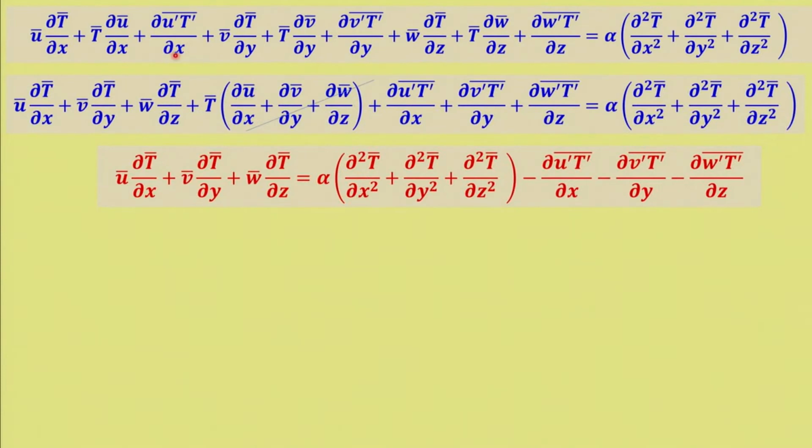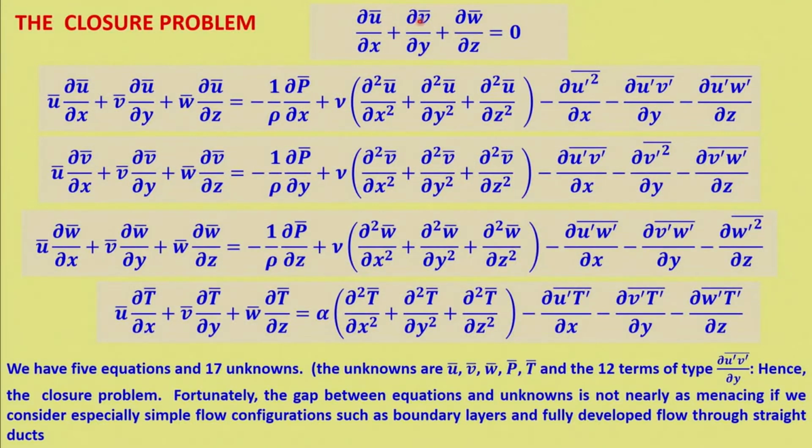So when we time averaged, we ended up with these additional turbulent stresses. If I write all of those equations, we got 5 equations and 17 unknowns, that is u bar, v bar, w bar, p bar, t bar, and these 12 unknowns. So this we termed as a closure problem.